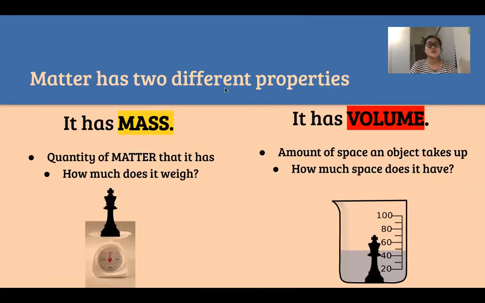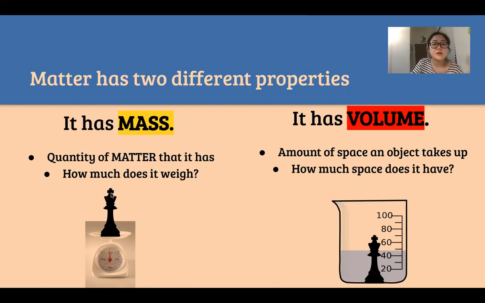So matter has two different properties. It has mass and it has volume. These are two vocabulary words that you learned with Ms. Daniela in the previous video. And so mass is how much something or an object weighs. Volume measures the amount of space an object takes up.